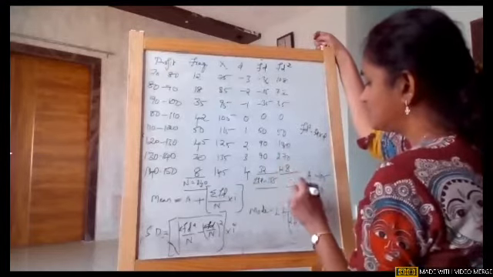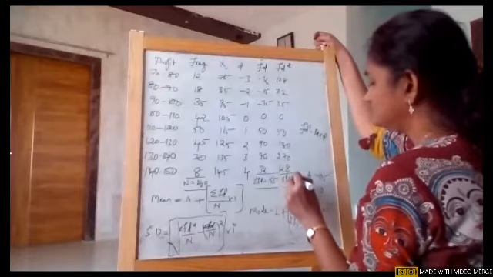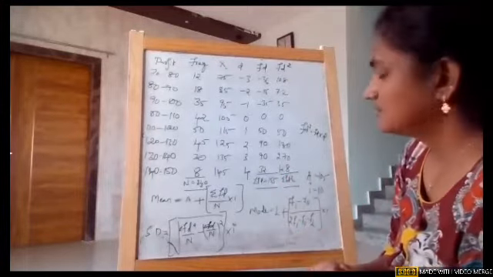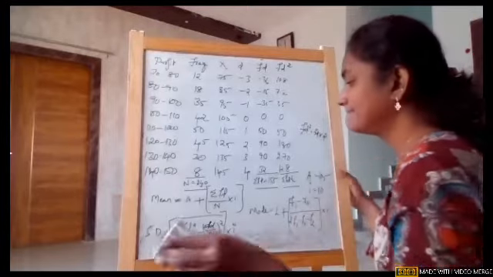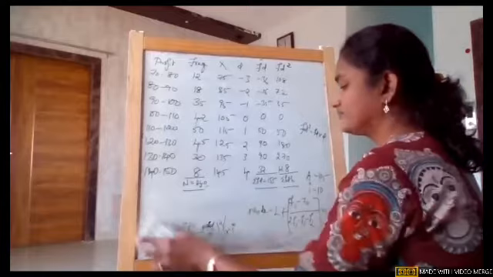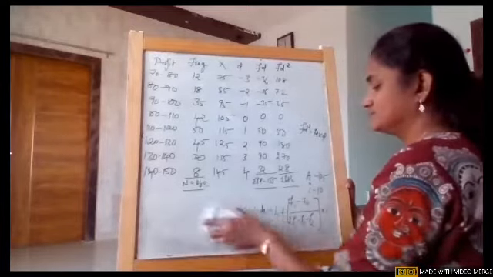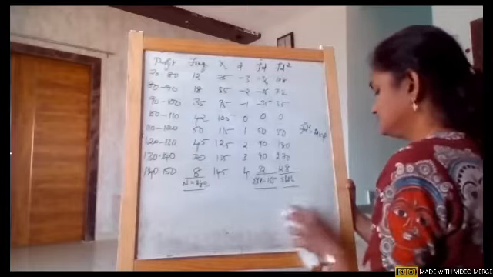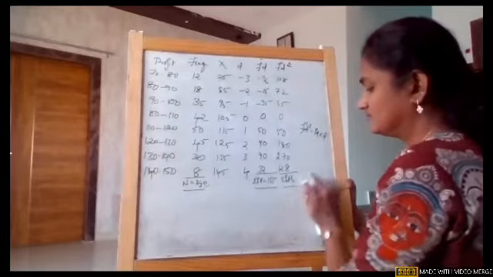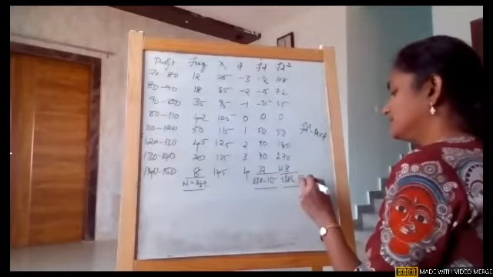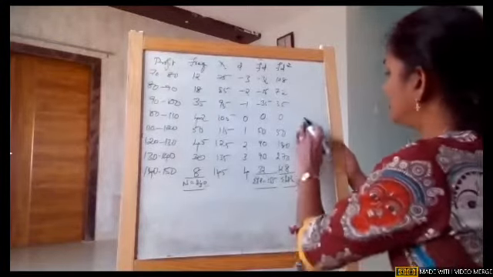Now tell me what is summation of FD square? What is summation of FD square? 863, ma'am. 863. Okay, now we have one more thing.